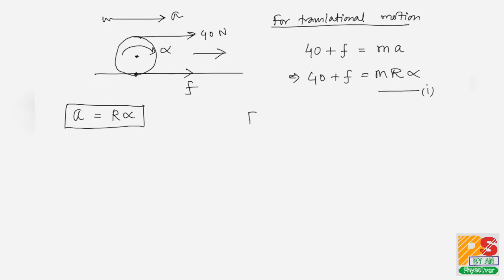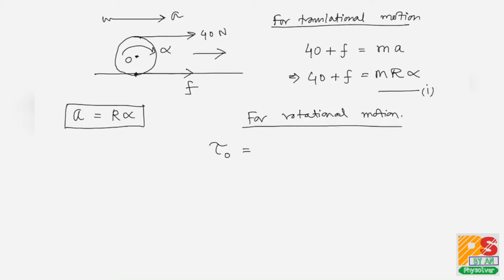Now coming to the rotational motion. For rotational motion, we have to find the torque. Okay, let's find the torque. Suppose I take the torque of all the forces about point O, tau about O. Remember student, whenever you want to find torque about some point, don't forget to take all the forces. You have to find torque for all the forces acting on the body.